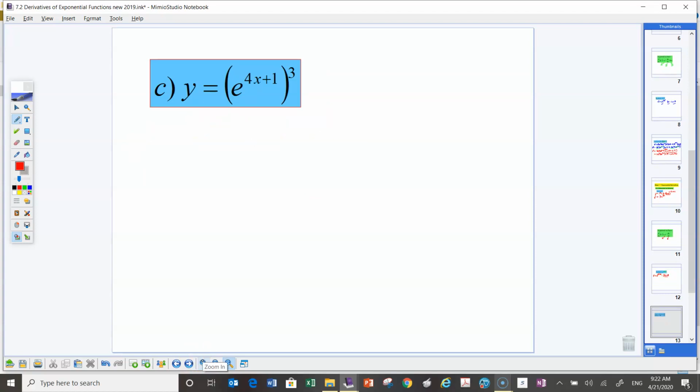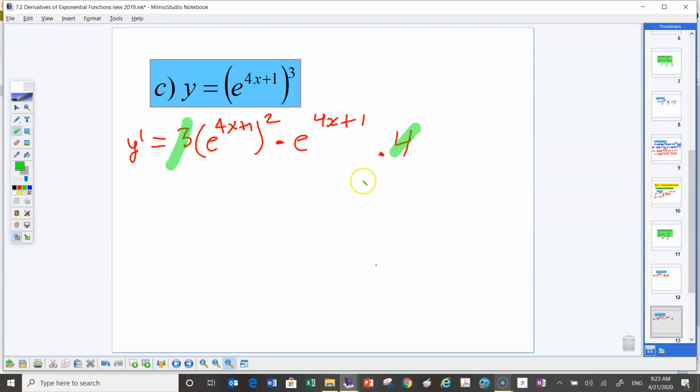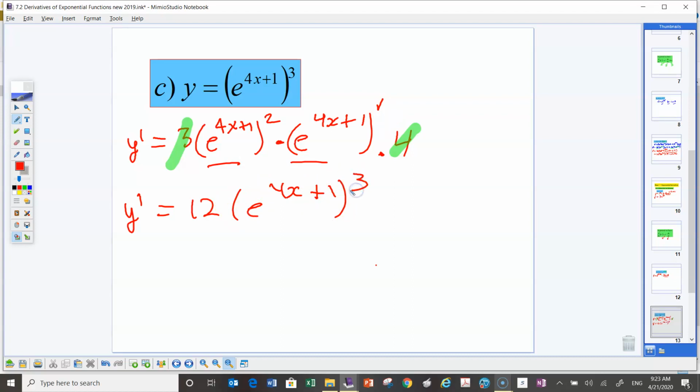This one here, there's a couple of ways to do this one, but if we apply the chain rule, I bring the 3 out front, e to the 4x plus 1 drops down to the power of 2, and then I multiply it by the derivative of the inside, which is itself, times the derivative of the exponent. Now when I clean this up, I have my 3 and my 4, so y prime is going to be 12. Now these guys have the same base, and really the exponent on this one is 1, so I could rewrite this. I leave the base alone and I add the exponents, and that would be the final answer.